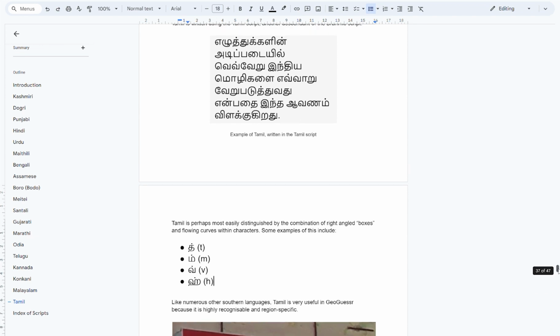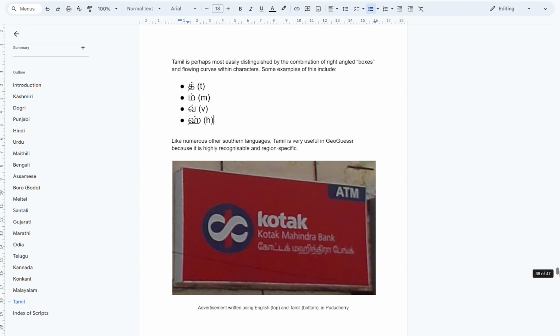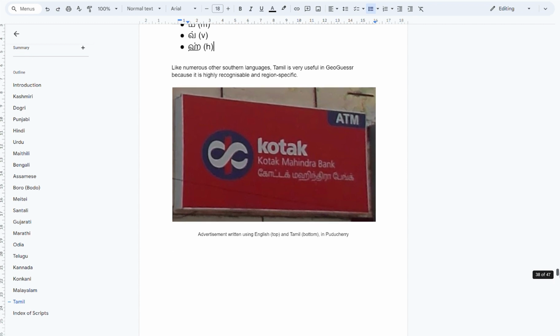Also, a lot of dots above the characters is something that's pretty distinct to Tamil, but definitely you'll see dots on other scripts. Again, another hugely useful language because it's highly recognizable and region specific.